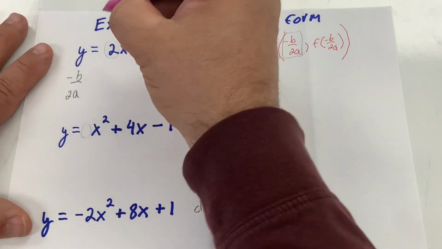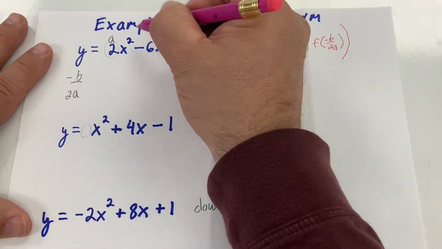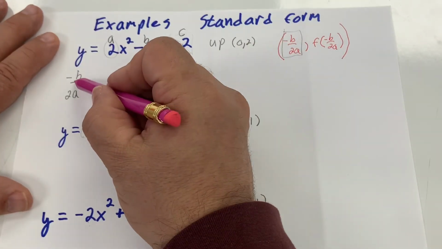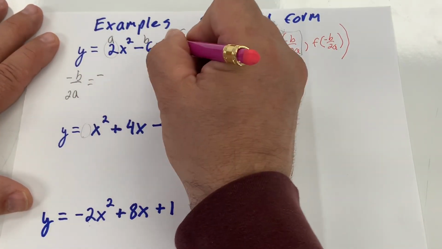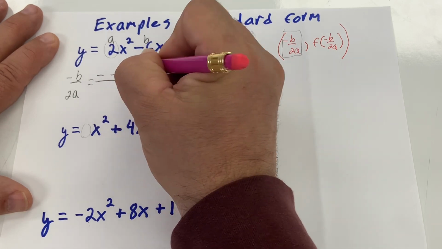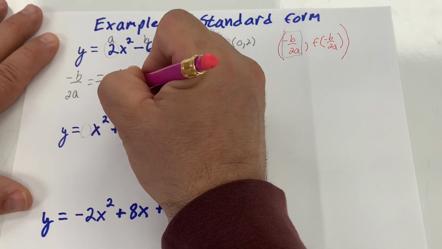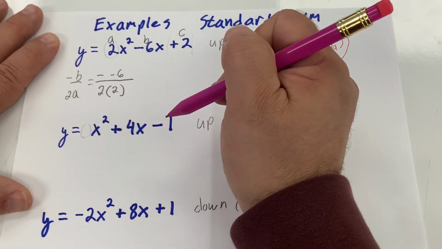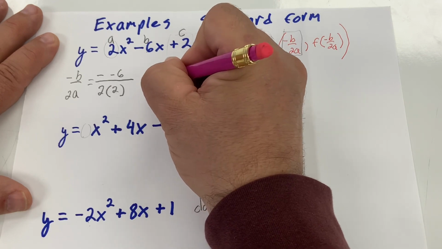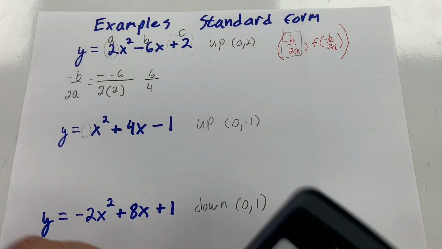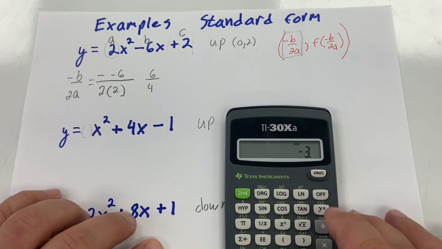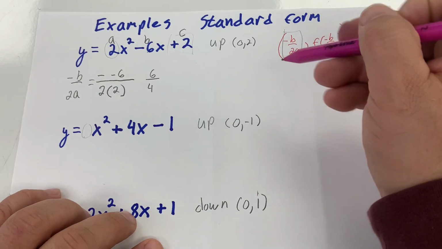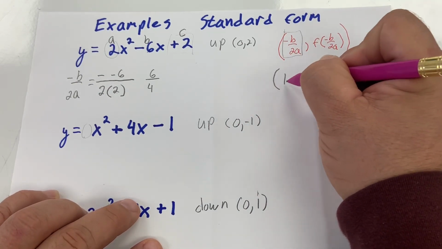Looking at the equation, this value is a, this value is b, -6, and this value is c, 2. So I'm going to do -b, so that's going to equal -6 over 2 times, and I plug that 2 in. That 2 goes into the parentheses. -6 is +6 over 4. So 6 divided by 4 on my calculator is 1.5. So my x value of my vertex is going to be 1.5.